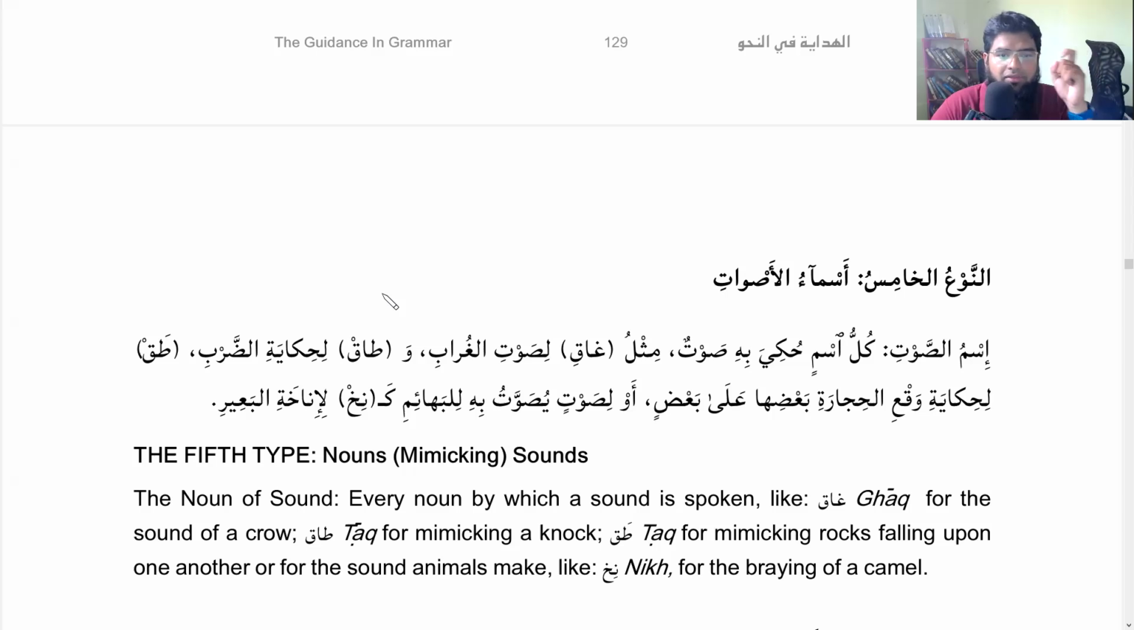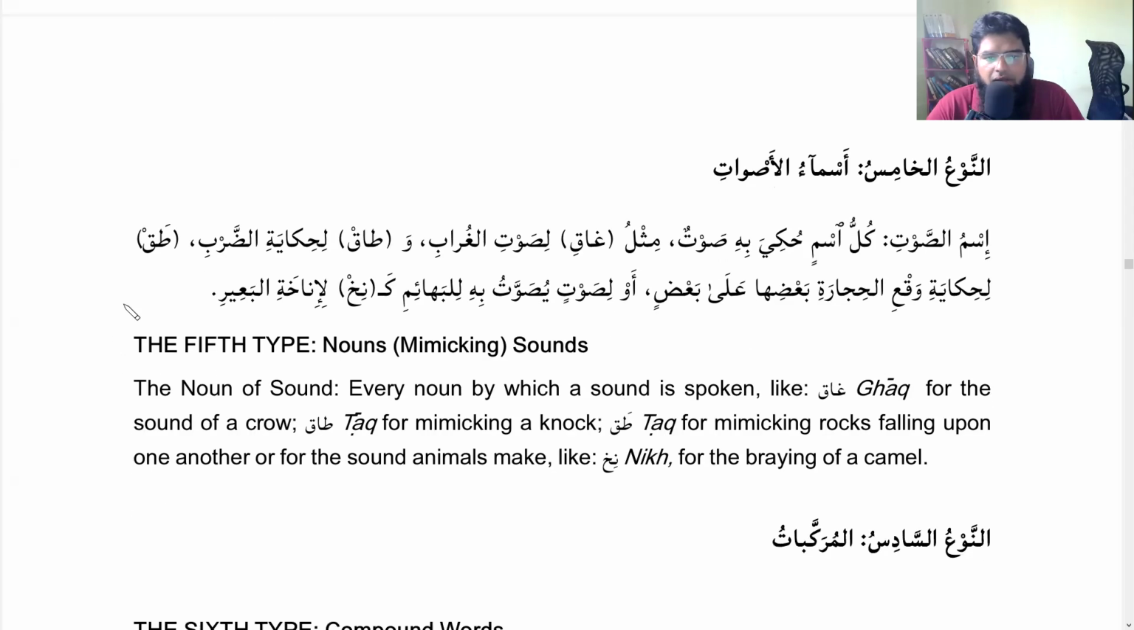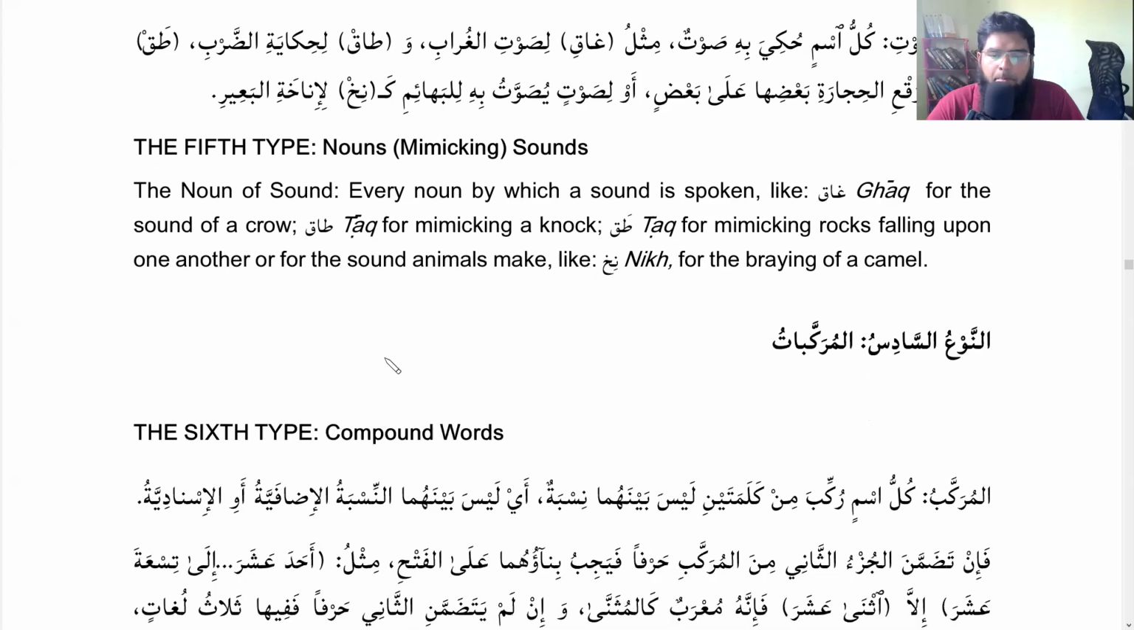طاق is like طق طق, knocking, knock knock طق. And طق لحكاية وقع الحجارة بعضها, and طق is a sound like splash or knock kind of, when a stone hits another. أو لصوت يصوت به للبهائم, or it could be sounds made to animals. كنخ, for making a camel kneel is called نخ. للإناخة للبهائم. These are also مبنية.